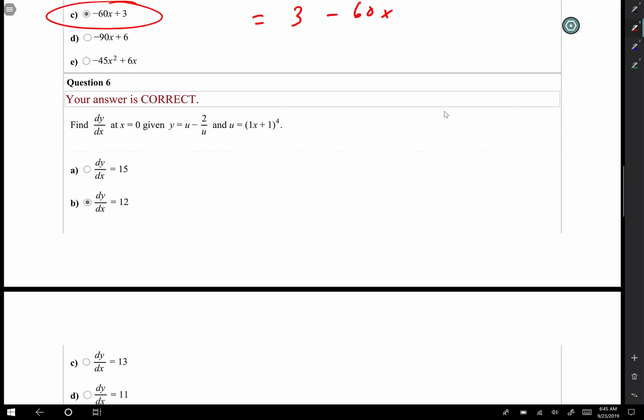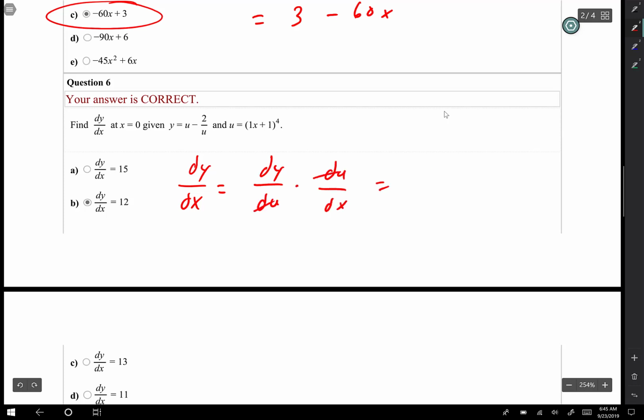So this looks like chain rule, guys. At x equals 0, given. So what do they want? dy/dx. Remember that dy/dx is equal to dy/du times du/dx. See how the du's cancel out and you just get dy/dx? So that's what we're doing.